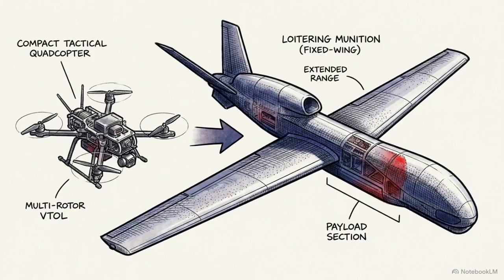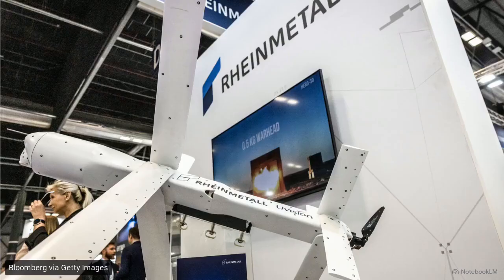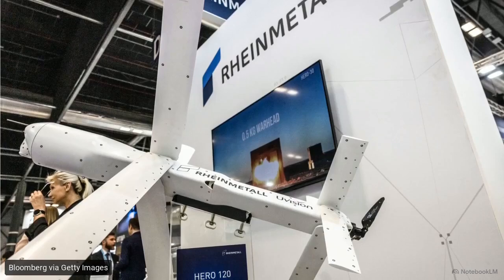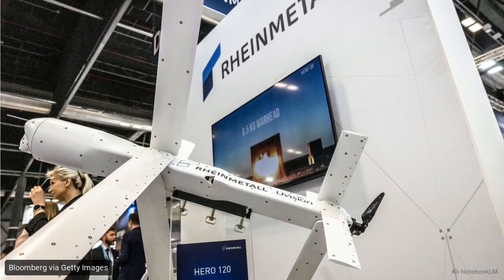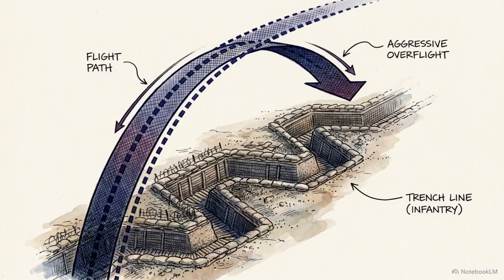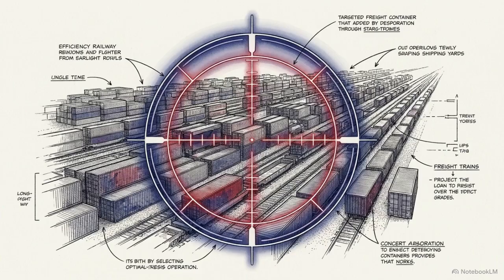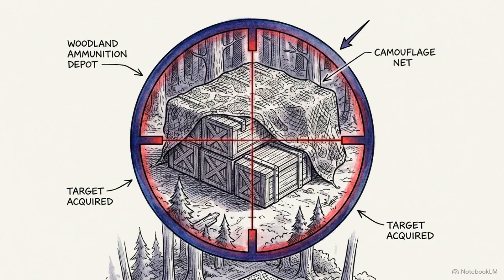The hardware shifts here. To achieve ranges out to 200 kilometers, operators switch to fixed-wing designs and heavier loitering munitions built for sustained flight times rather than quick maneuvers. The intent is to bypass the immediate trench networks entirely to strike the critical infrastructure, logistics hubs, and staging areas that keep the front line supplied.